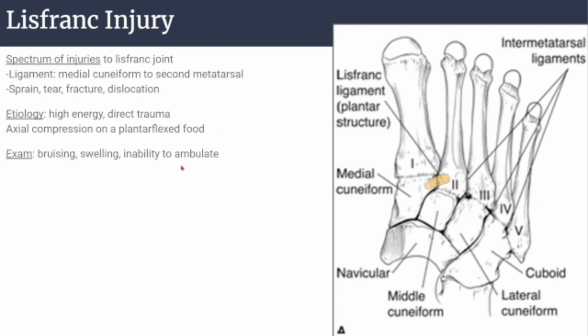Patient will have bruising, swelling, trouble ambulating. Diagnosis is radiographs. CT is often useful to better assess the bony injuries. Some patients can be managed non-operatively, but it's not very common. Usually this is a catastrophic injury.